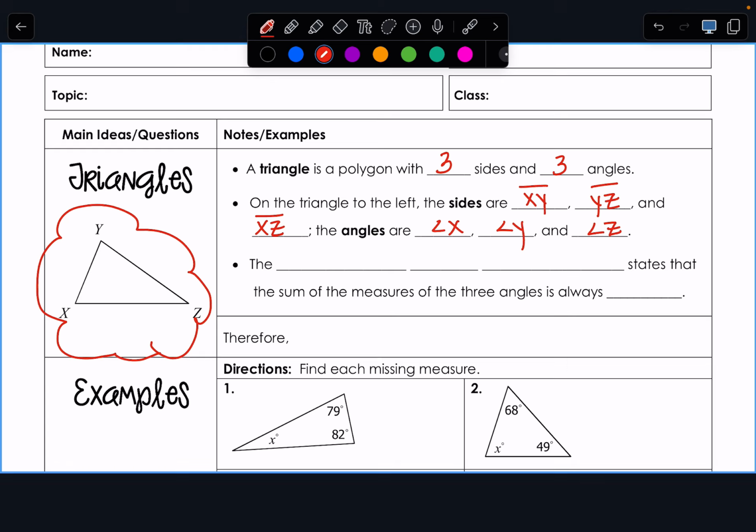Now, what do you know about the 3 angles of a triangle? They equal 180. Okay, the triangle sum theorem tells us that the sum of the angles is 180 degrees. And that's what our focus is going to be first.